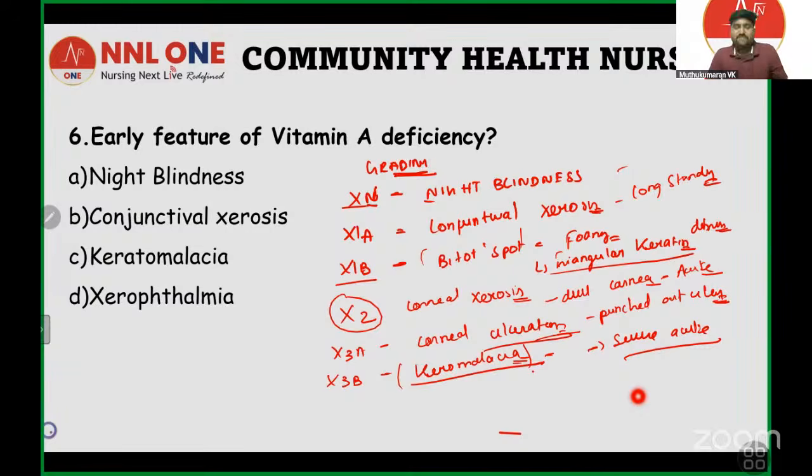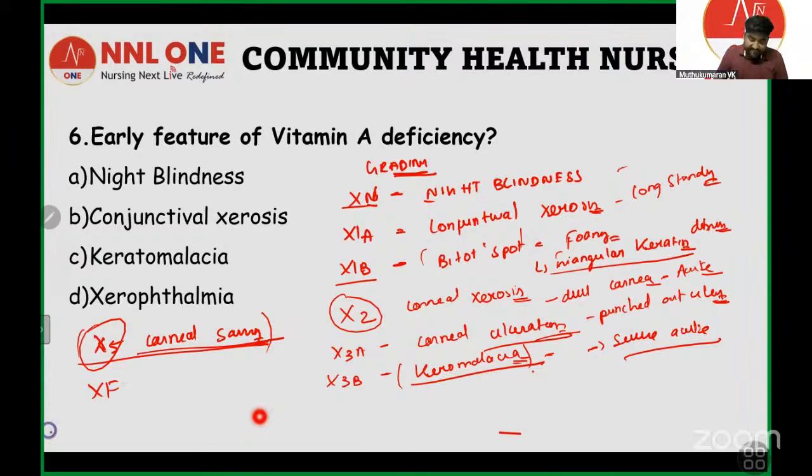Yes. So coming on to the next, it is X5. X5 is corneal scarring. So permanent corneal opacity will be there, headed by ulcer. Okay, this is the consequence. It is the irreversible stage of deficiency of ulceration. So the irreversible stage starting is X5, corneal scarring.